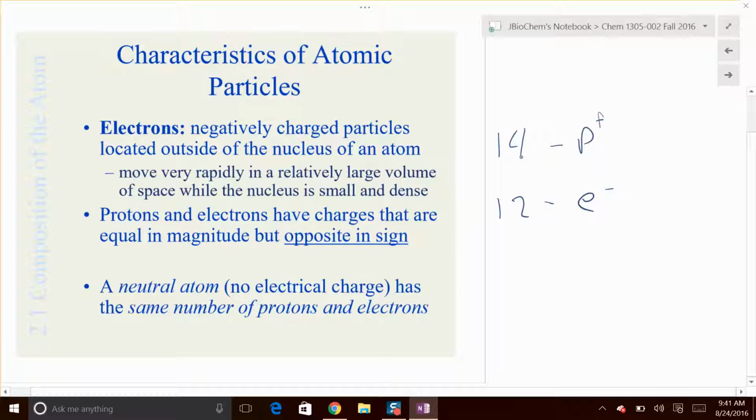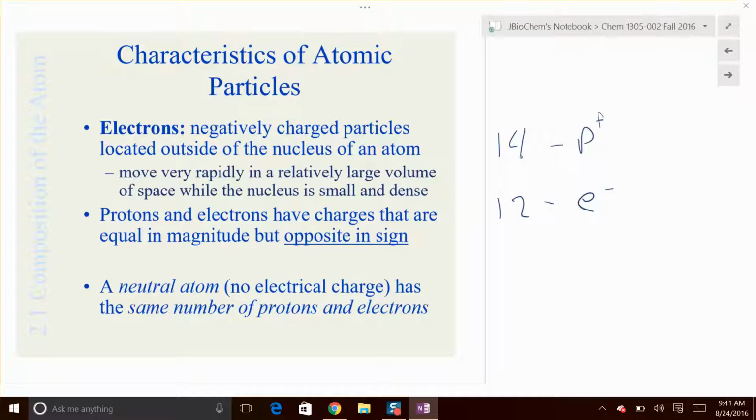What would be the charge of this element? Positive 2. Okay? Well, how do I get there? Well, I don't actually add protons. Protons are consistent. They don't change. If I change the number of protons, I change the element. The element is determined by the number of protons.